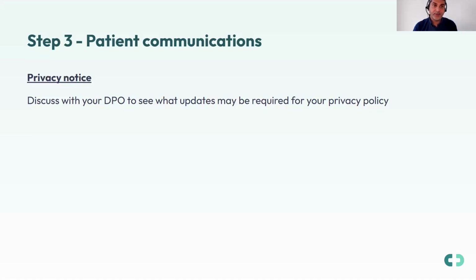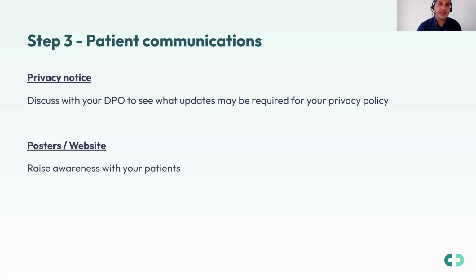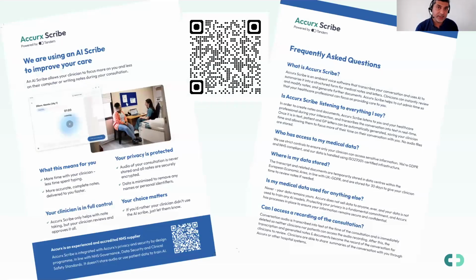The other bit of information that you can declare to your patients is through posters or on your website. So look at actually what information you can give to your patients about what you are doing in your practice, what Scribe is, or what it's aiming to do. And for that, there's, again, loads of resources out there. If you look on the Accurx resources, you'll be able to find some posters and some FAQs that your patients can certainly benefit from. So again, look at those resources. There's a QR code there for you to pick up.